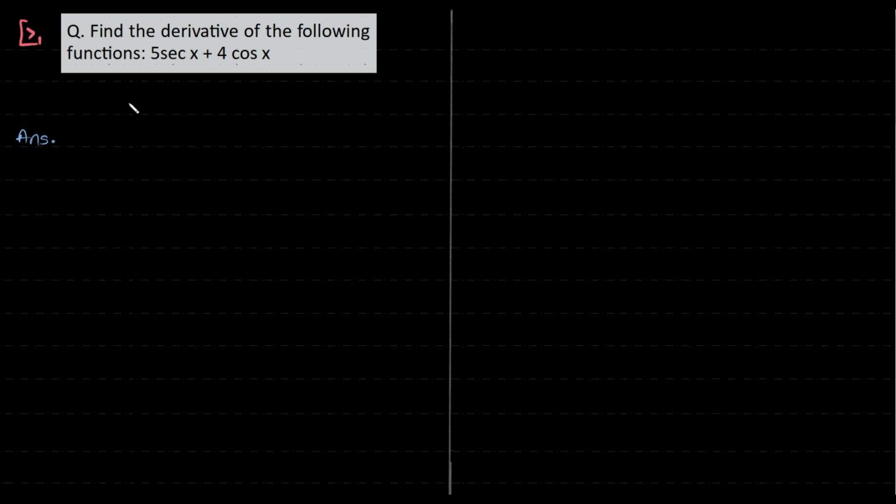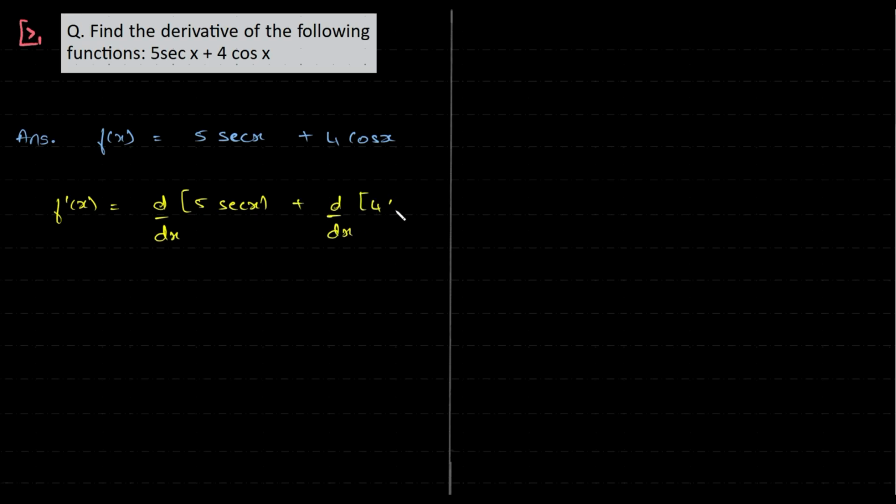Find the derivative of the following function. So we have f of x is equal to 5 times secant x plus 4 cos of x. If we have to figure out the derivative, we need to figure out the derivative of each of these expressions. That would be 5 times the derivative of secant x plus the derivative of 4 times cos x.